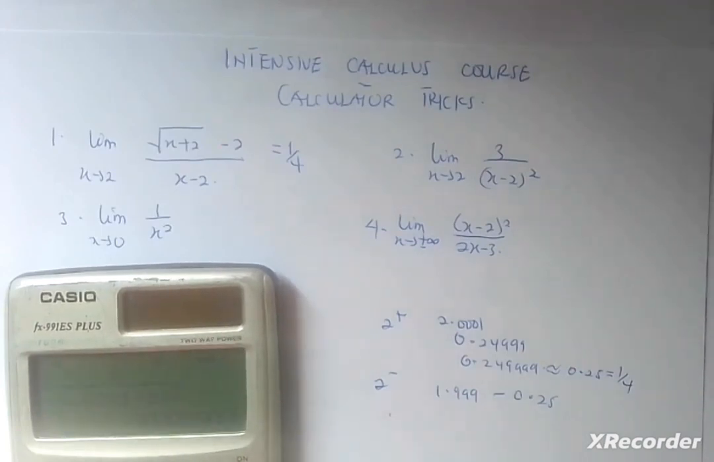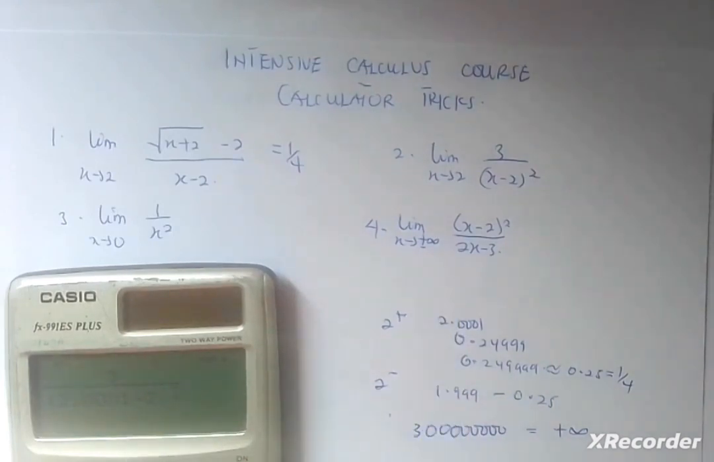And I'm getting 8 zeros, meaning it's approaching positive infinity, a very huge number. Then we go to the left side.